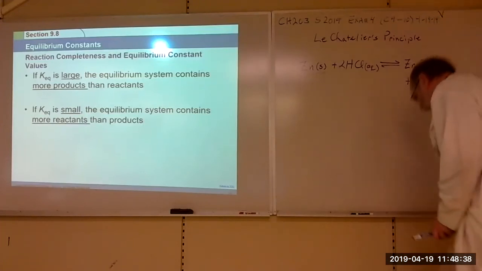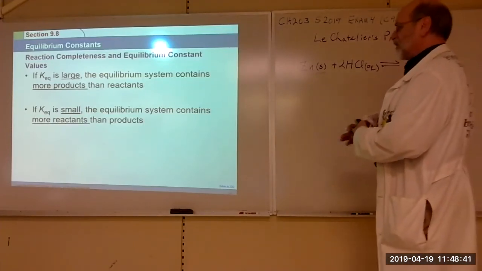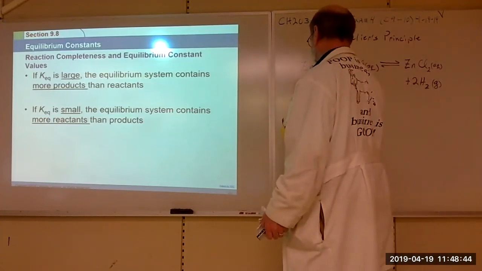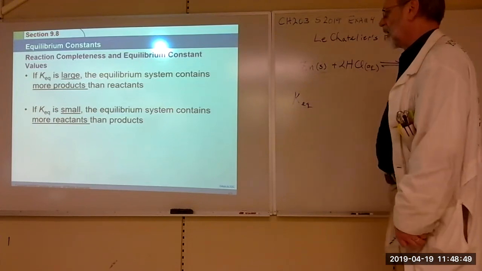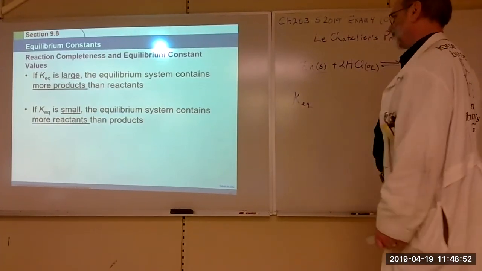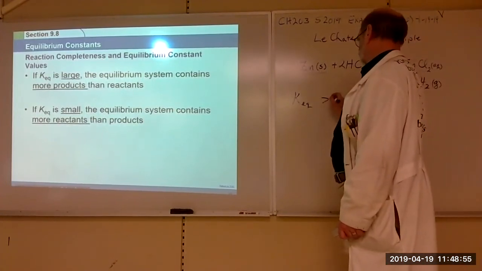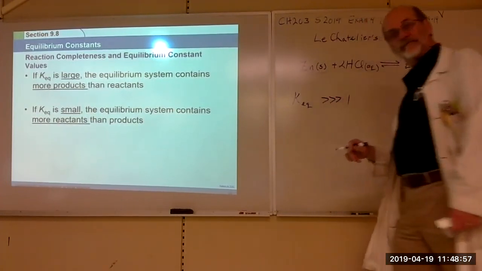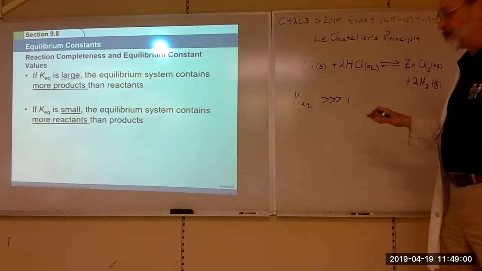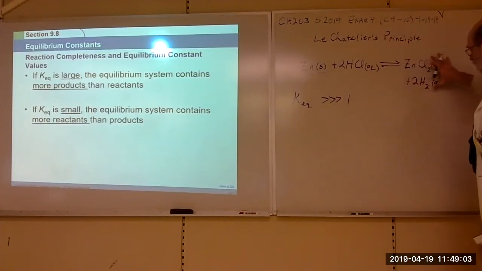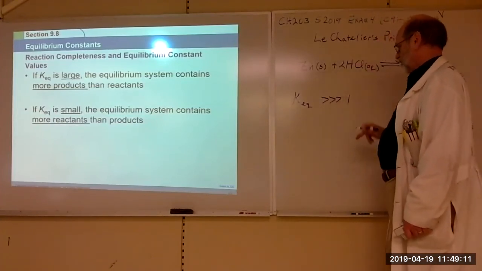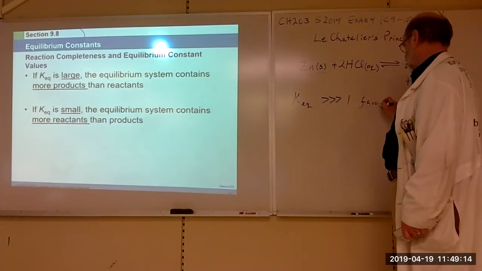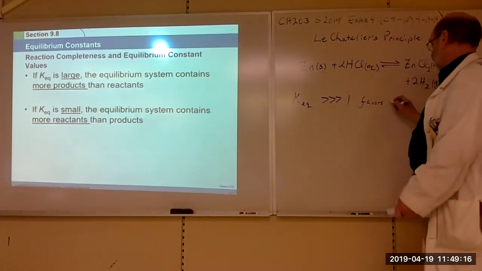Okay, so once we've established what the K value is, what can we say about that K value if it's very large, much, much greater than 1? If it's very large, that means we're favoring products because they're in the numerator. That makes them large, the denominator small, so this favors, at equilibrium, favors product.